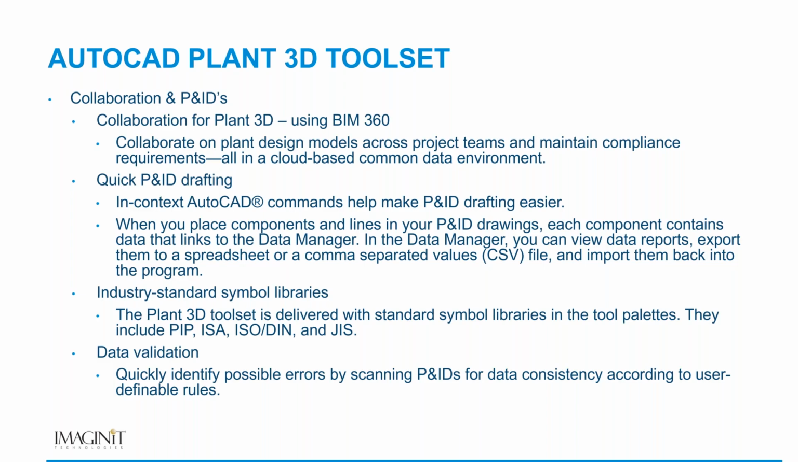And then you have industry standard symbol libraries. The Plant 3D toolset is delivered with standard symbol libraries in the tool palettes. They include PIP, ISA, ISO, DIN, JIS, and data validation. You can quickly identify possible errors by scanning P&IDs for data consistency according to user definable rules.